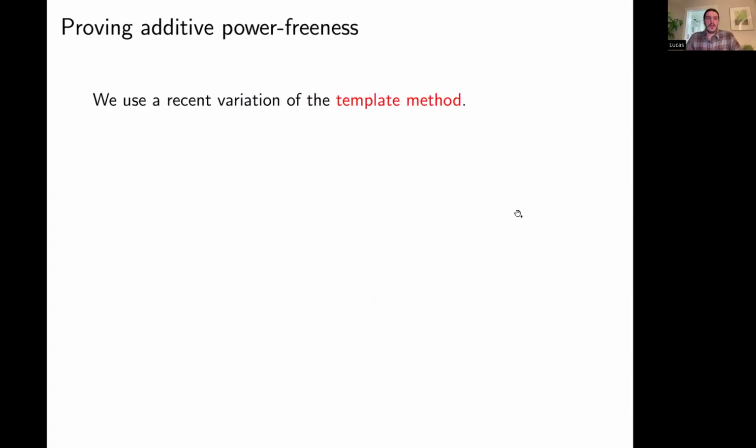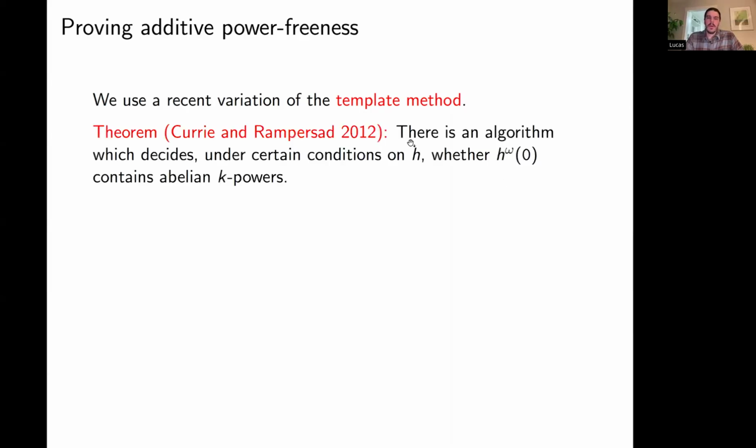Okay, and then most of the rest of the talk will be about how we proved additive power freeness of these words. We use a recent variation of the template method. Maybe some people are familiar with earlier versions of the template method. It goes back to this theorem of Currie and Rampersad from 2012. They proved that there's an algorithm which decides, under certain conditions on h, whether the fixed point of h contains abelian k-powers.